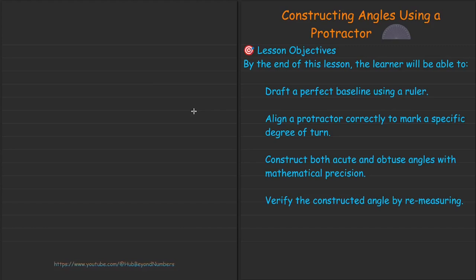In this lesson, we are looking at how to construct angles using a protractor. It is also known as the architect's method. Now here are the lesson objectives. Without much ado, let's quickly look to it.